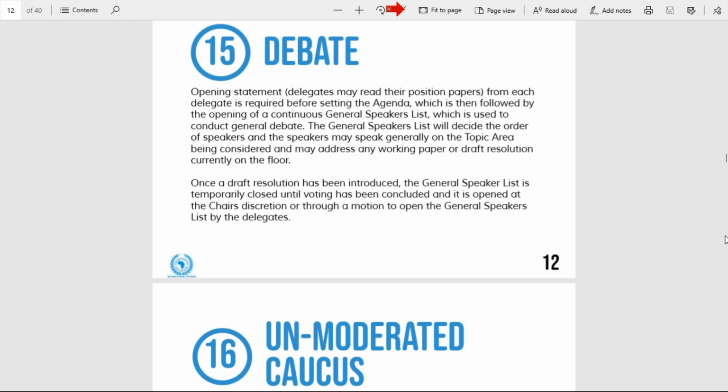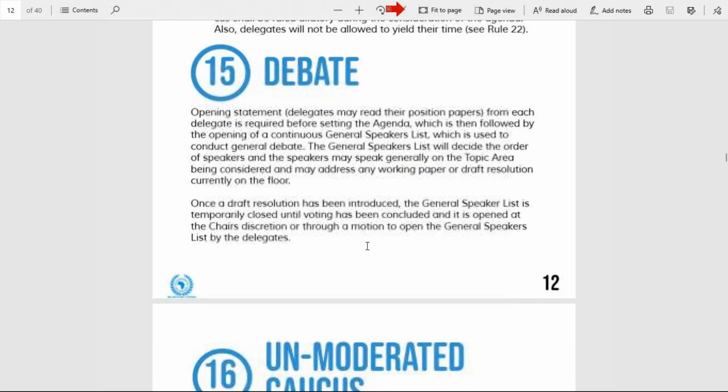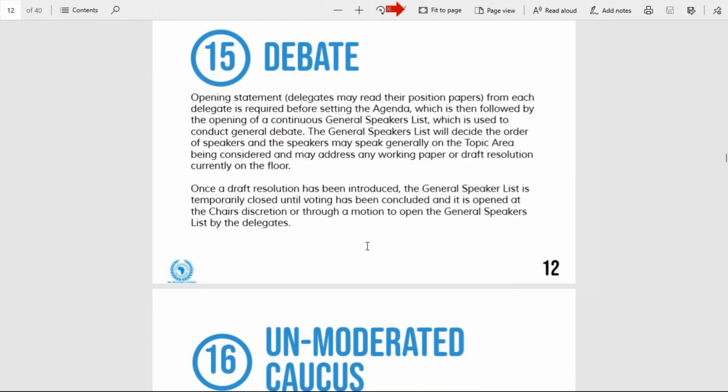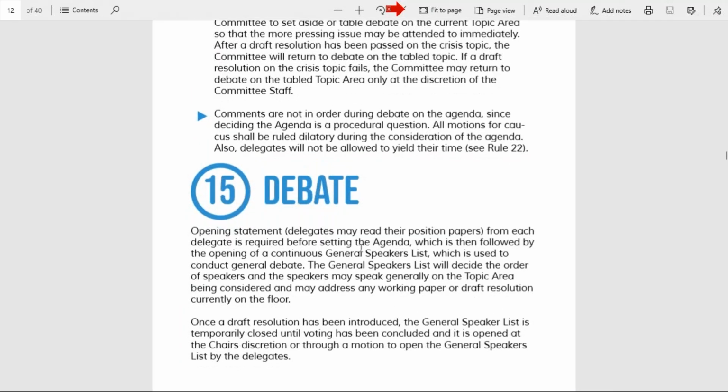So we'll go straight into the general speakers list as soon as roll call has been done and everyone has been admitted into the room. The general speakers list is a list which goes on and on. It's never exhausted, so you can add your name continually. It will be displayed on the software by the committee secretary. It's a list where you speak generally on the agenda. It's not like during the caucuses where you have to address whatever topic has been raised.